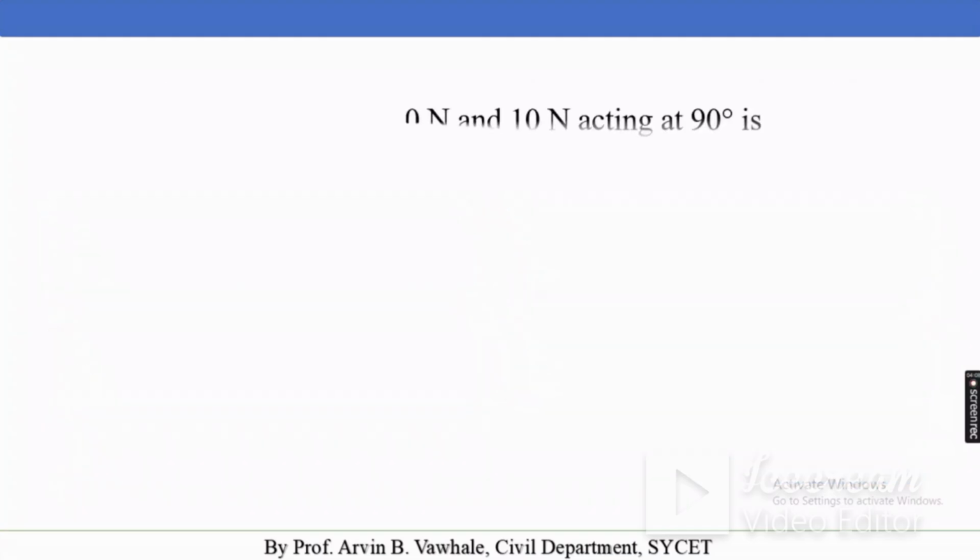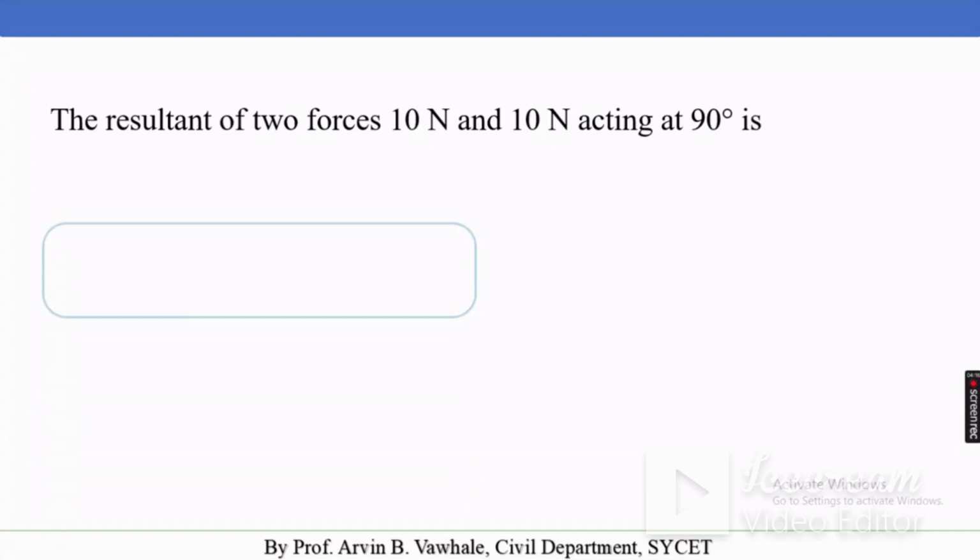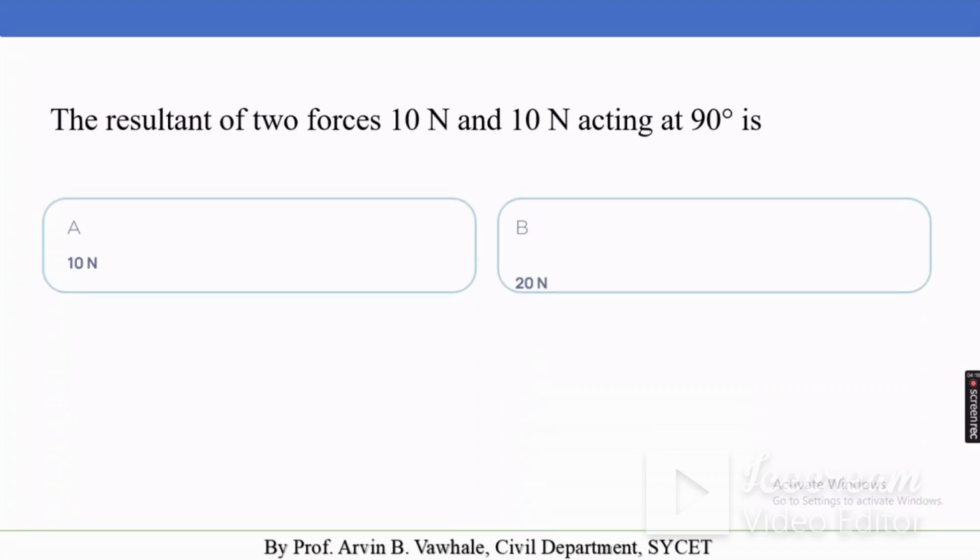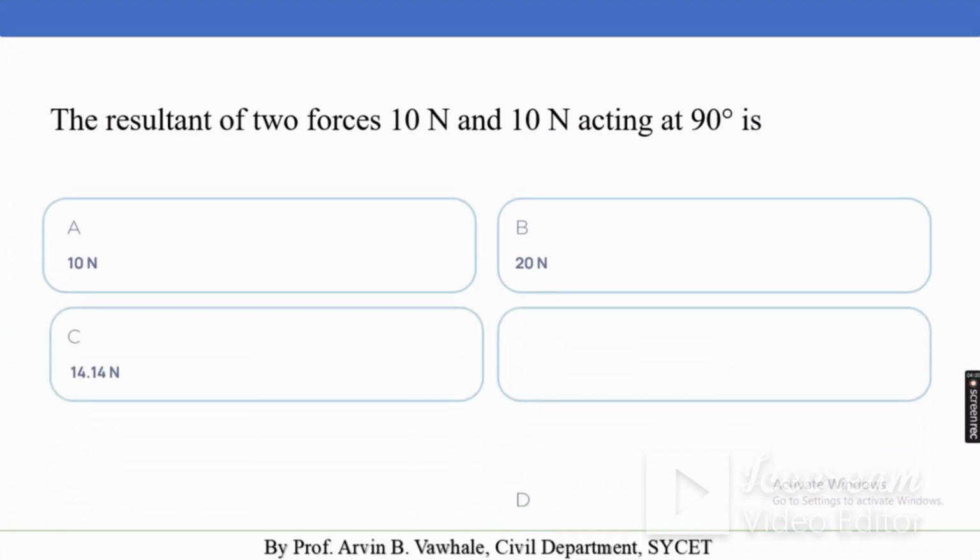8. When two or more forces acting at a point are combined into a single force, it is called A, equilibrant. B, resultant force. C, couple. D, load factor. The answer is option B, resultant force.